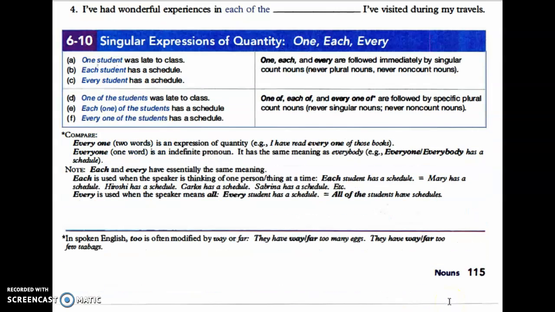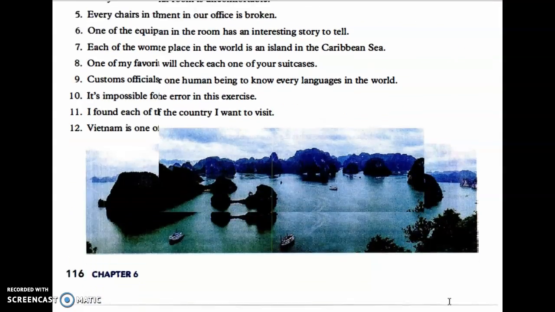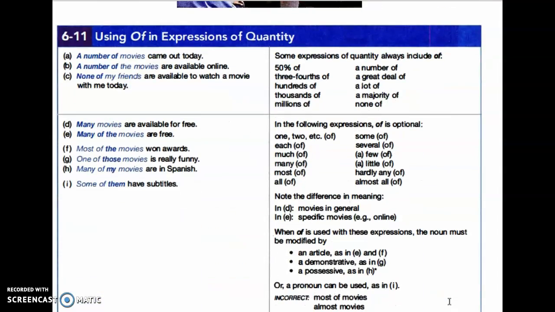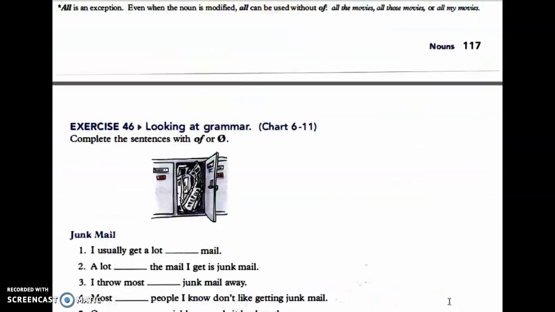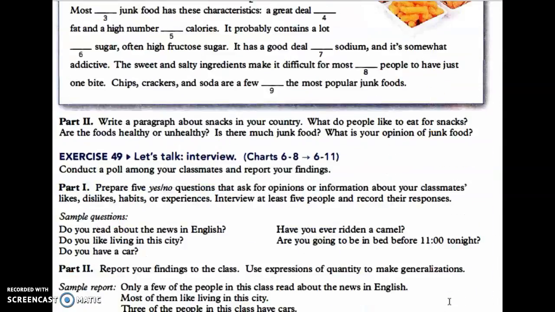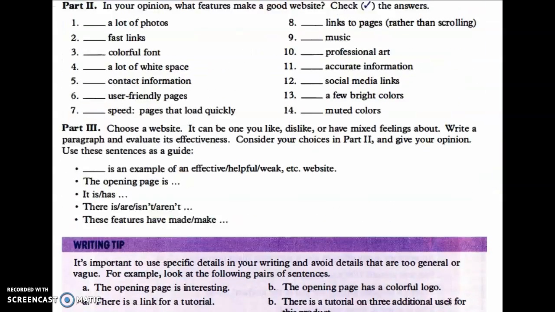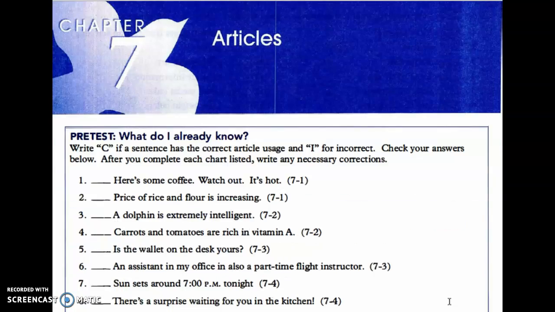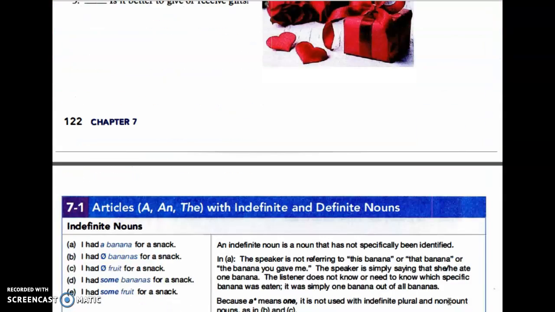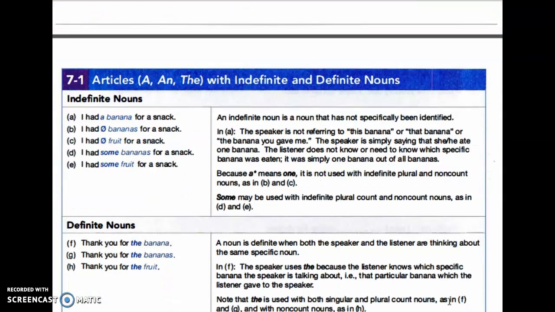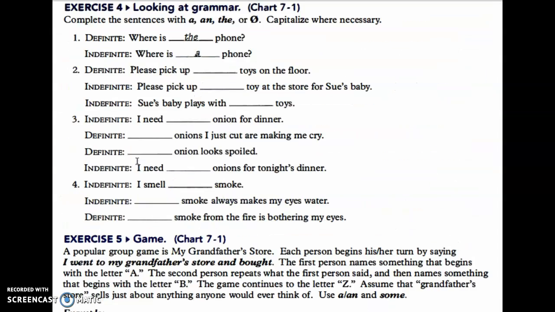Okay. And one more, a small one. Something smaller. So some very important details. They can just make you or destroy you, you know. So I had a banana for a snack. I had bananas for a snack. I had fruit for a snack. I had some bananas. I had some fruit. No, that's not difficult.